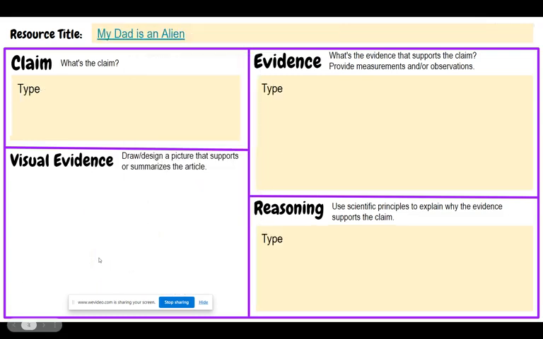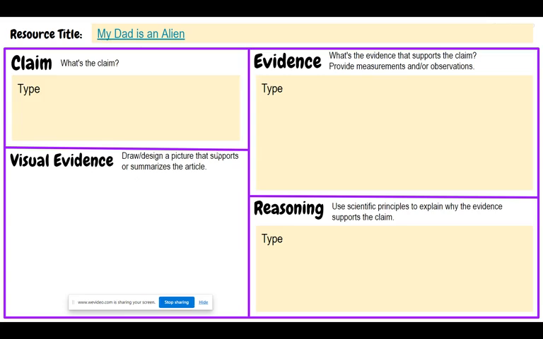Sorry, I'm clicking the wrong thing here. All right, what I'm going to have you do now is watch a short ad. This is an ad, I believe, for Audi. It's called My Dad is an Alien. So click on that link. And then you're going to say, what's the claim? What is the claim? And of course, the claim you're going to see here is that this girl believes her dad is an alien.